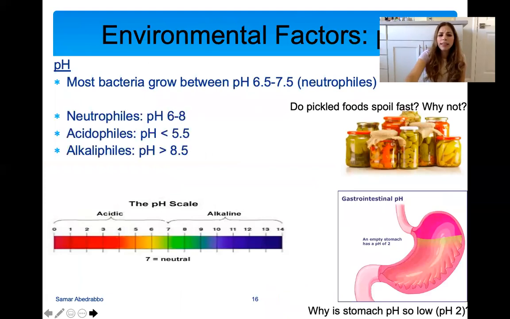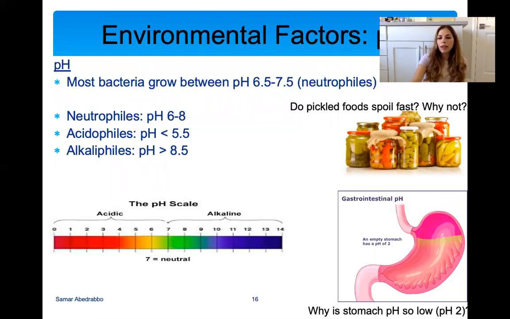Another important thing to consider when we're thinking about how to grow bacteria or microbes in lab is pH. Most organisms like neutral pH, so a pH of 7 or a pH between 6.5 and 7.5. Just know most organisms like a pH of 7, and so these are neutrophiles. There are some rare circumstances where microbes are acidophiles and they like acidic environments, and then some microbes that are alkalophiles that like basic environments.